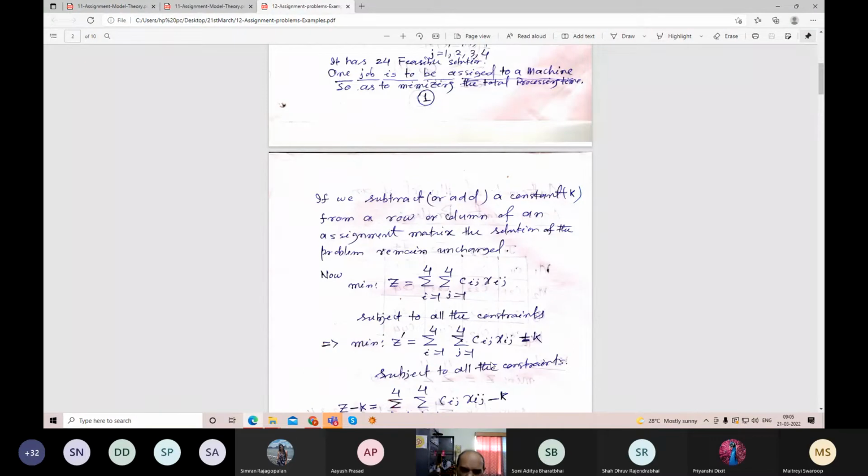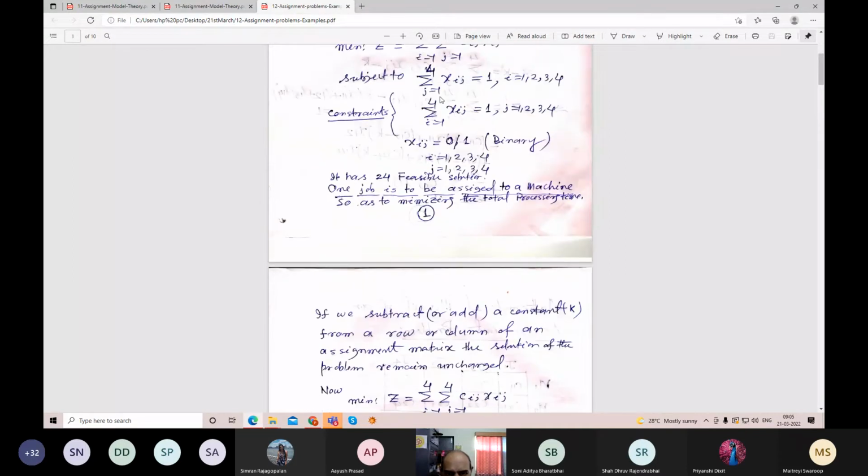And in this problem, we have a set of constraints. You can see the summation over j varying from 1 to 4 of Xij equal to 1. In every row there is a 1. Summation over i varying from 1 to 4 of Xij equal to 1. In every column there is a 1. Okay, the variables are binary.